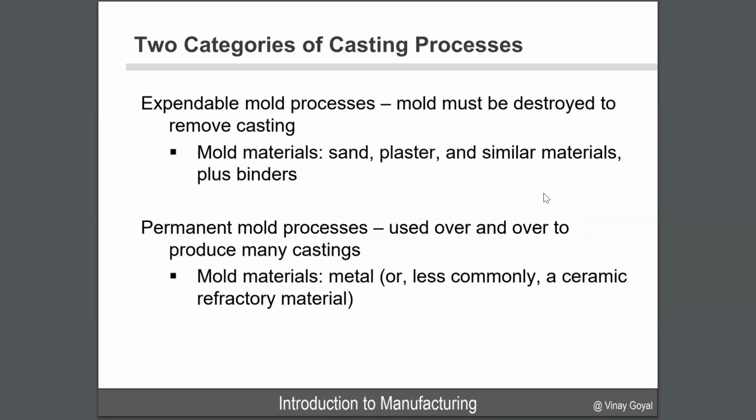There's two categories for casting processes. Expendable mold processes: the mold must be destroyed to remove the casting in this case. So you have to get rid of it. That type is going to be typically sand, plaster, or similar material. But if you have a permanent mold, it's going to be metal. It's used less commonly because it's expensive. But this one allows you to use it over and over.